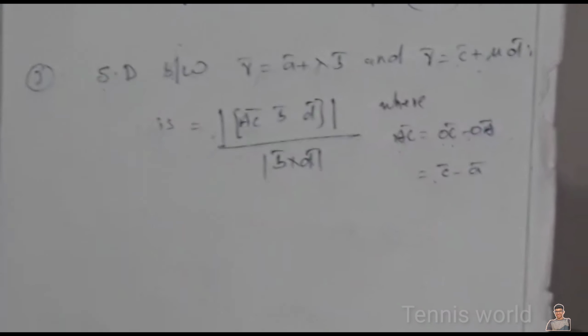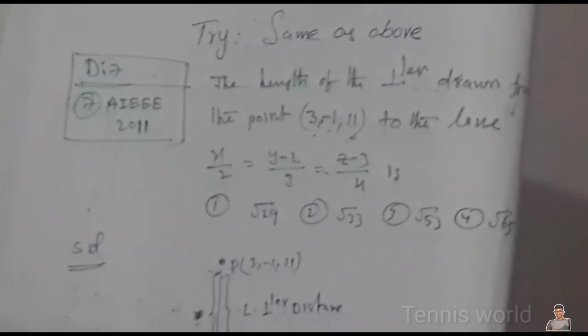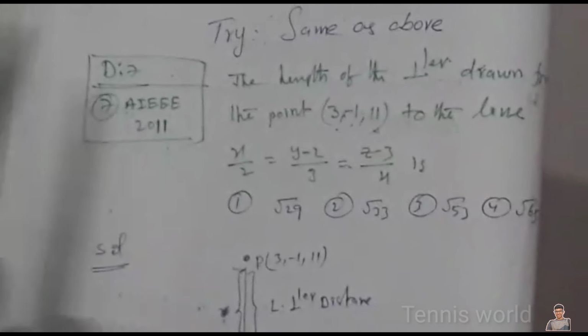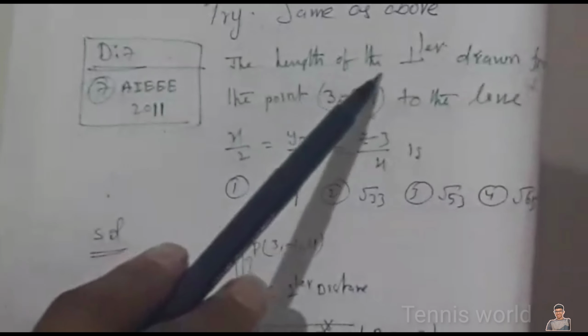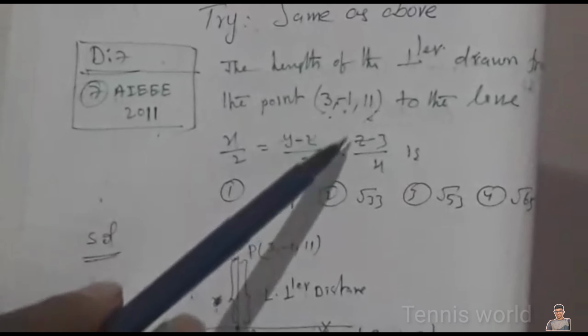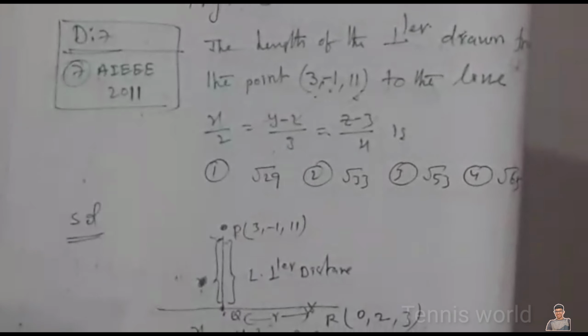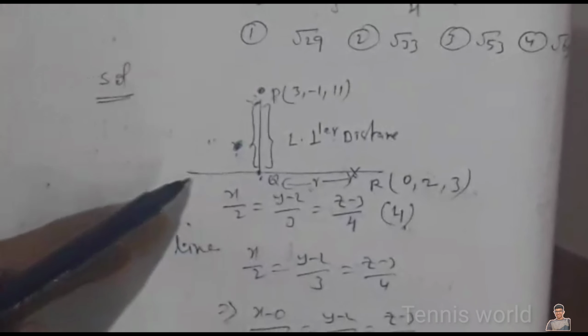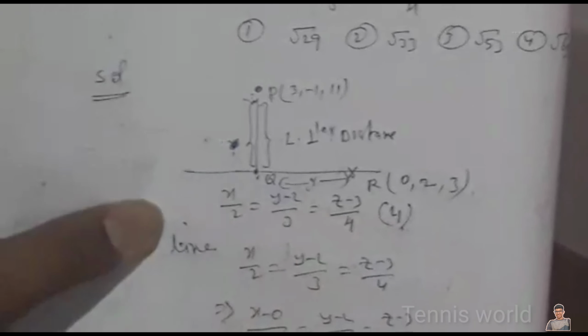Okay, right. See students, now you are seeing a 2011 AEEE problem. The question is the length of the perpendicular distance from the point (3, minus 1, 11) to the line x by 2, (y minus 2) by 3, (z minus 3) by 4. The question means find the perpendicular distance from the given point to the given line. This is called the perpendicular distance from point P to the given line. This distance we need to find.